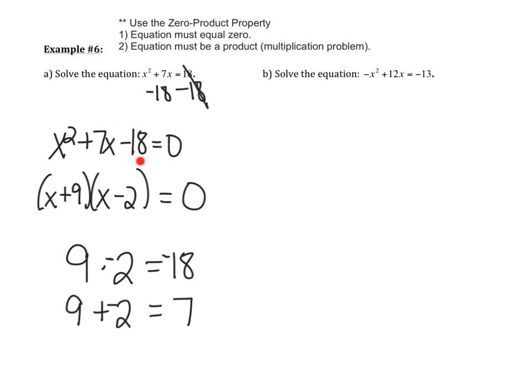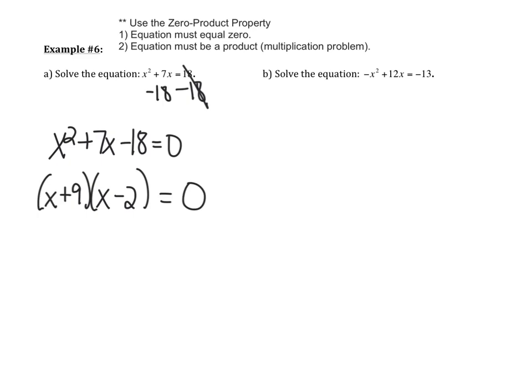So remember, if your last number is negative and your middle number is positive, or if it was negative, you would have to have a positive and a negative number within your parentheses. So back to the main point of this problem. Remember, we were supposed to solve.